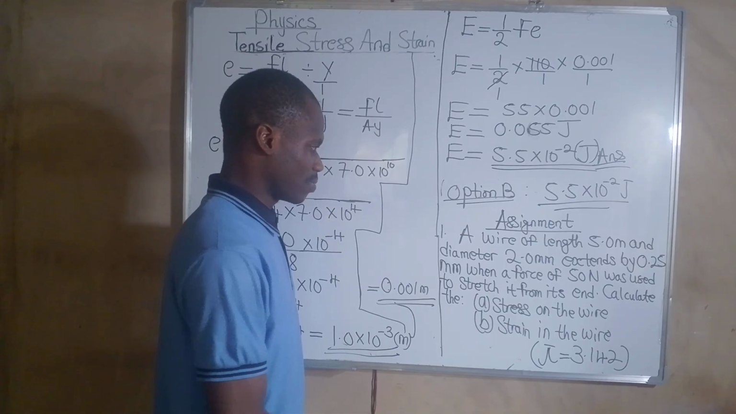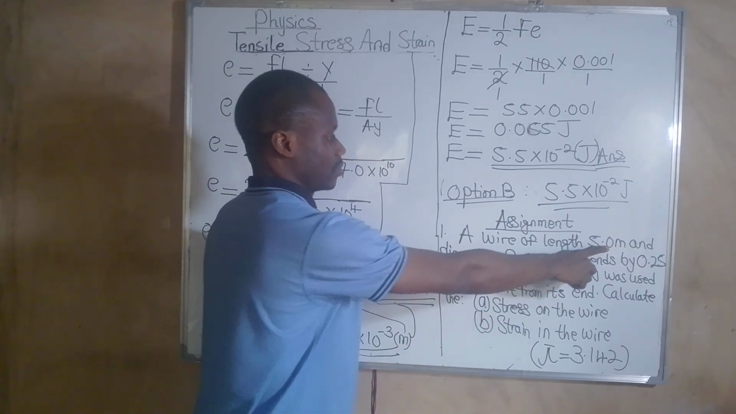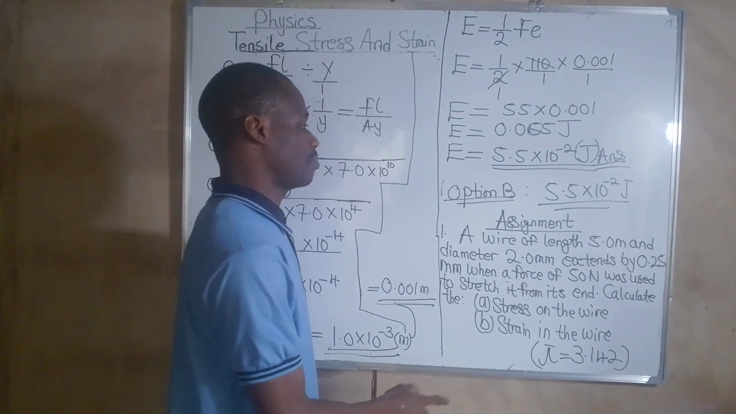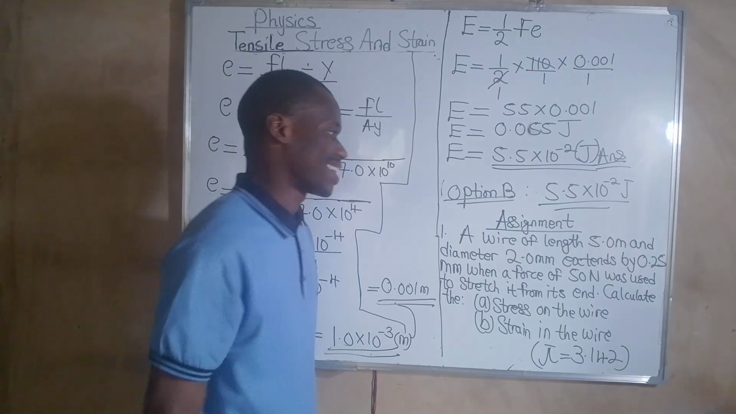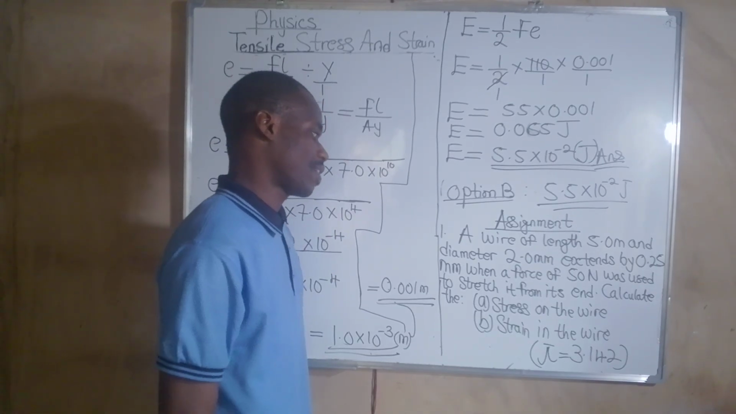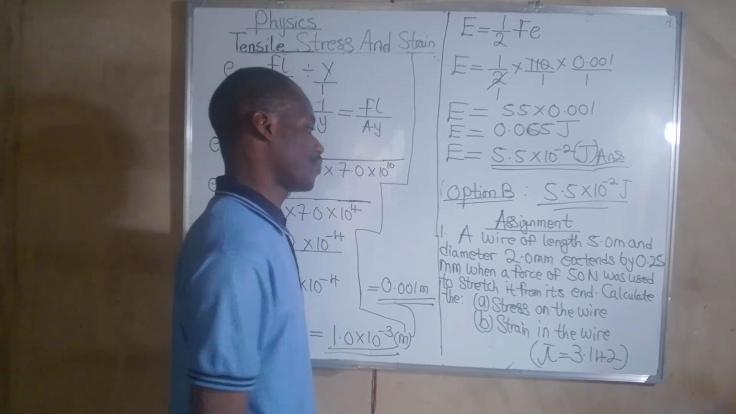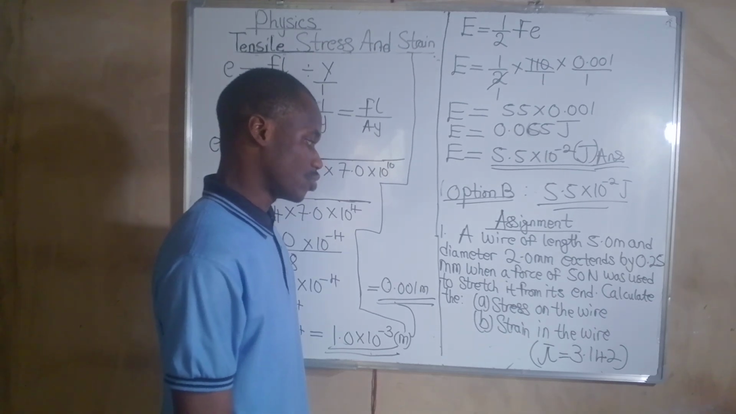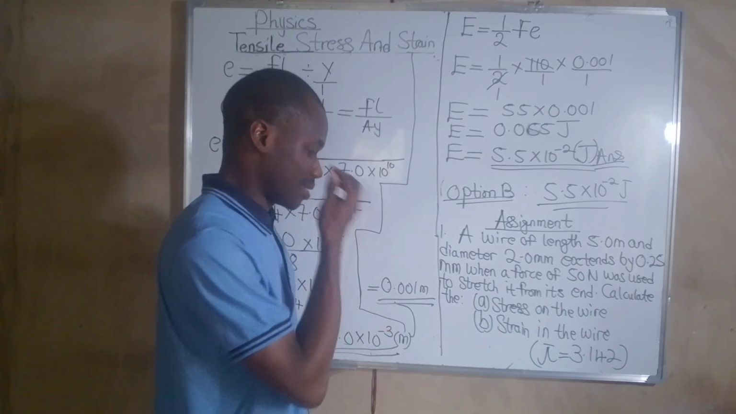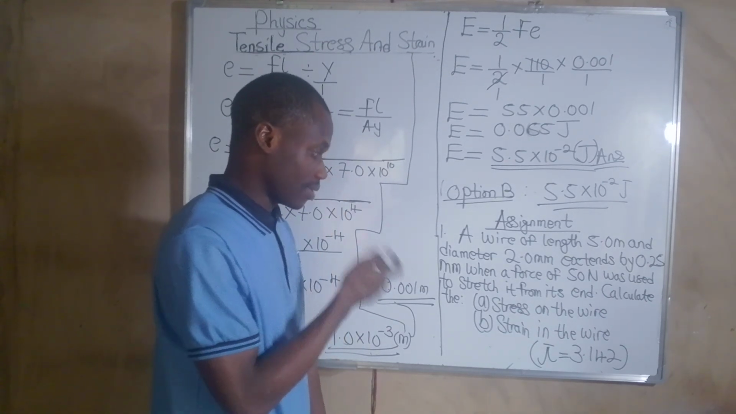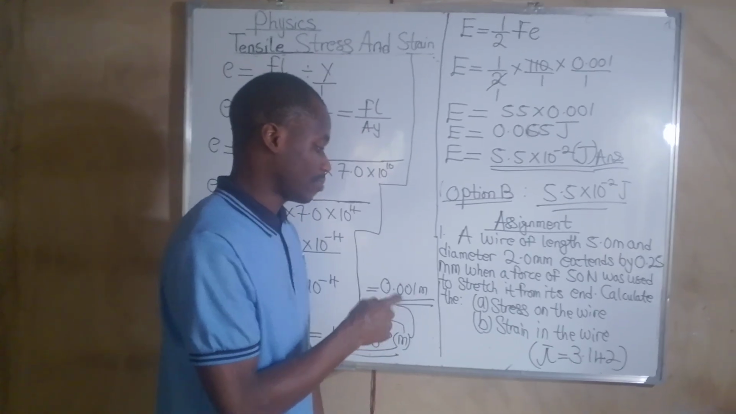Like the question says, a wire of length, the length has been given, and diameter 2.0 millimeter extends by 0.25 millimeter when a force of 50 Newton was used to stress it from its end. Calculate: A. Stress on the wire. B. Strain in the wire.